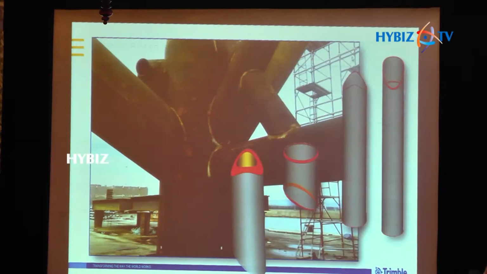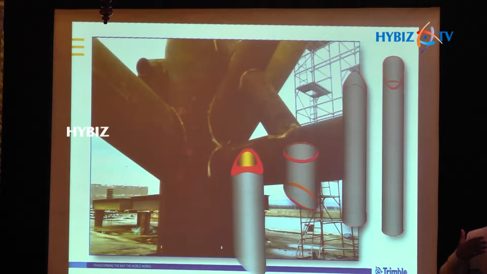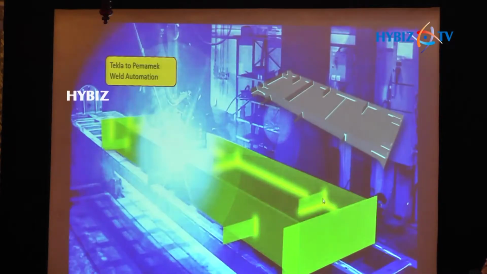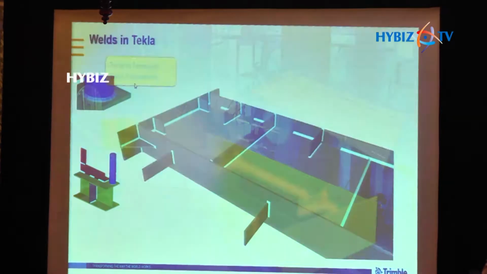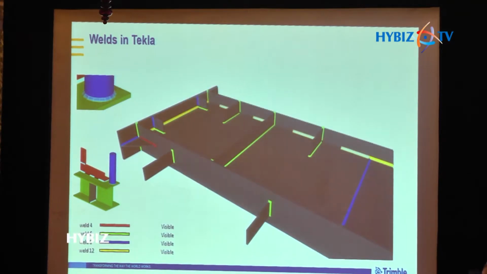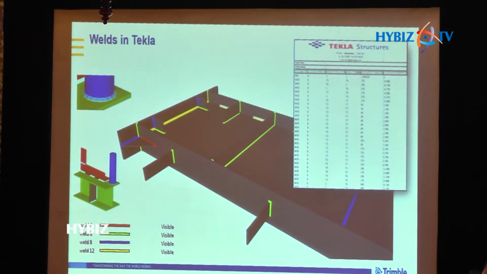Different file formats are there, links are there, even for tubular structures, tube to tube, when you connect, the cutting profile and the wraparound template, which is very important, those things also are automated and go to the machine. And then you can see some of the snapshots here, live. You can even go for automated robotic welding also. So welds in Tekla Structures, you can see the robotic welding.